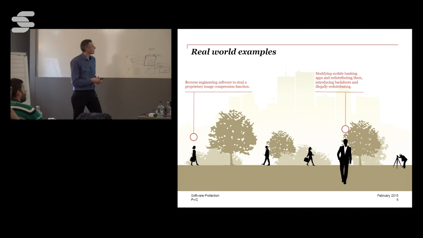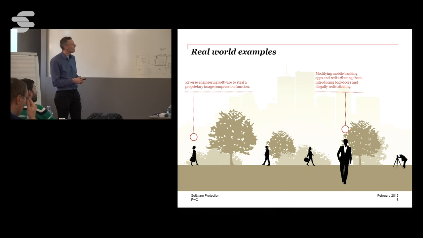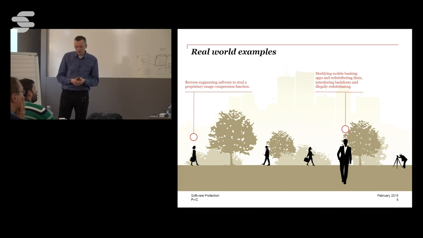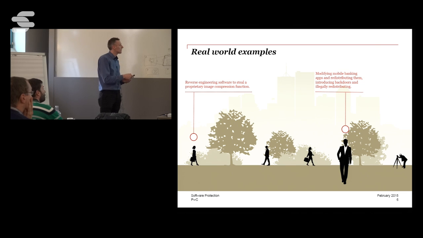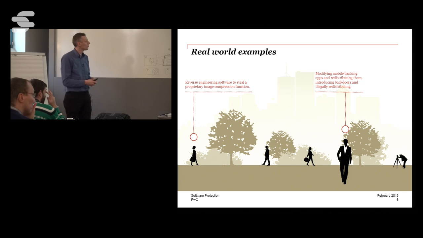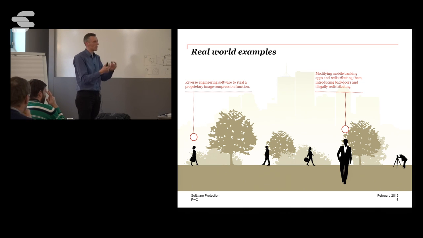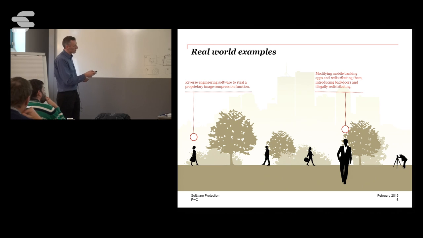Some real-world examples of this. Reverse engineering software to steal intellectual property is something that happens quite often, and that you might want to protect against. In terms of mobile banking, we've worked quite a bit with banks in Belgium, and we see that they're doing all sorts of activities to protect the software that is shipped to the client, to have some assurance that the software shipped to the client is actually the software built within the organization. We'll be discussing the controls for protecting that software in this session.